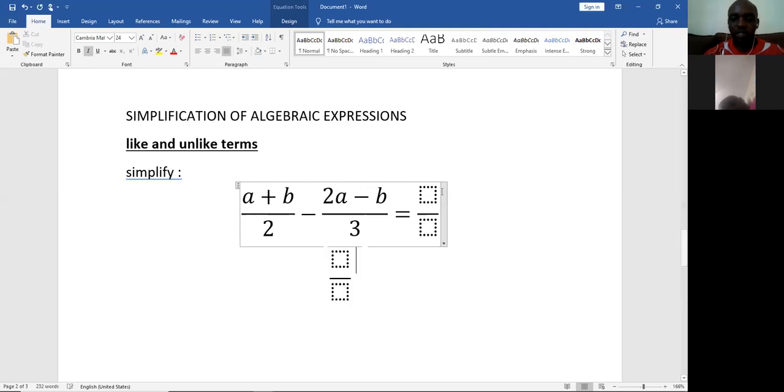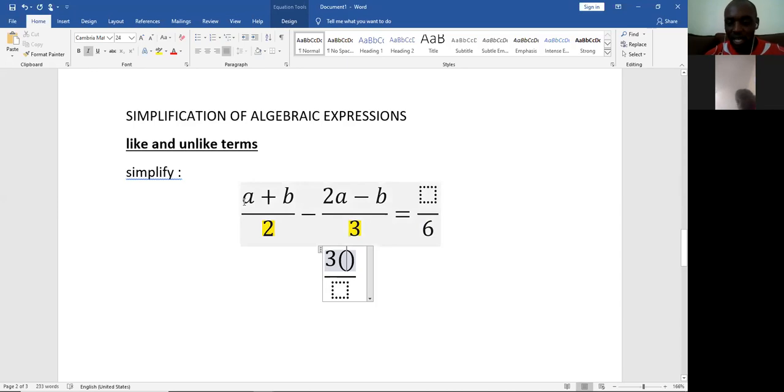You put that one below here. Okay, so you have to find the LCM of the denominator, that is 2 and 3. Now the LCM of 2 and 3 is definitely 6. So you put a 6 here. So you say 6 divided by 2. You get the answer is 3. And then you multiply 3 with whatever is inside there, the bracket.